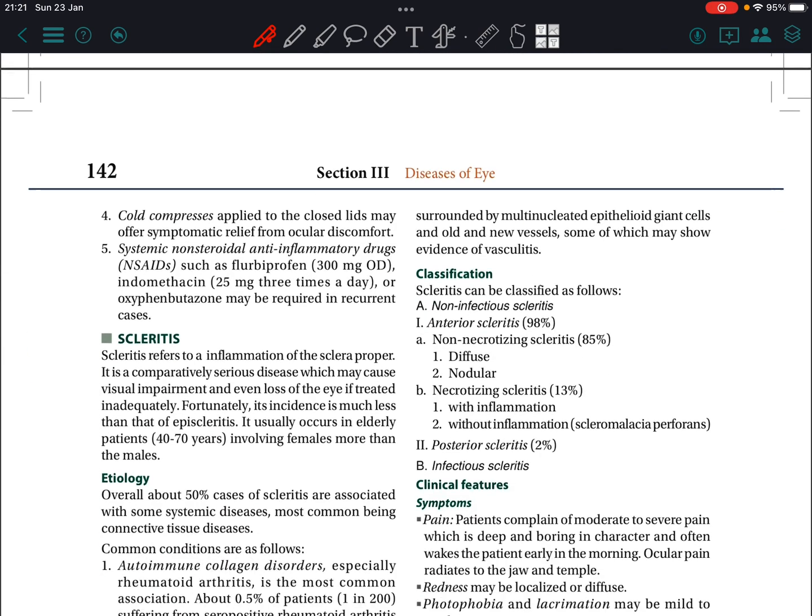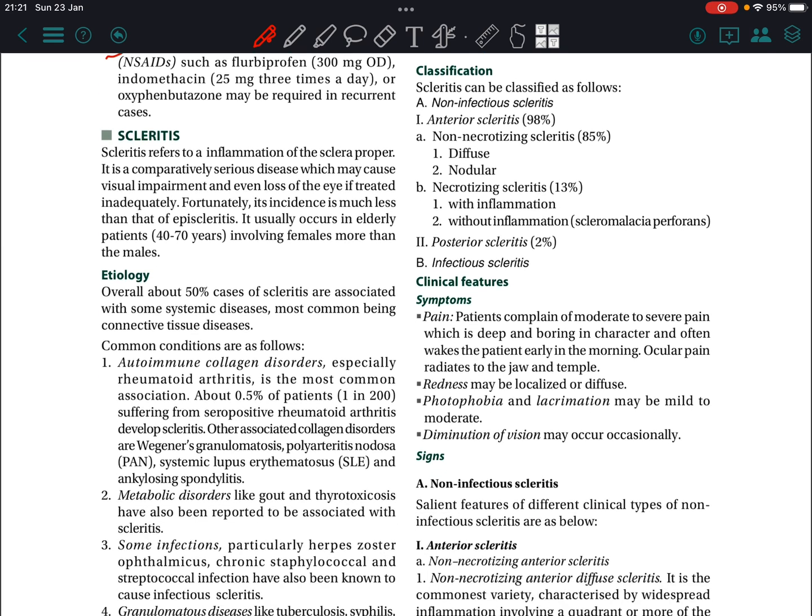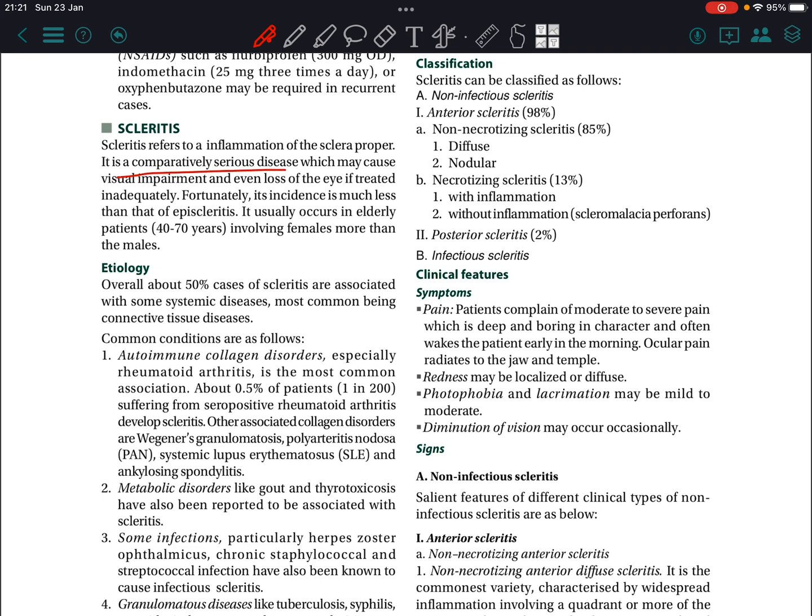Topical artificial tears, then cold compress applied to closed lids, often give symptomatic relief from ocular discomfort. NSAIDs. Scleritis refers to inflammation of the sclera. It is a comparatively serious disease which may cause visual impairment, even loss of the eye if treated inadequately.